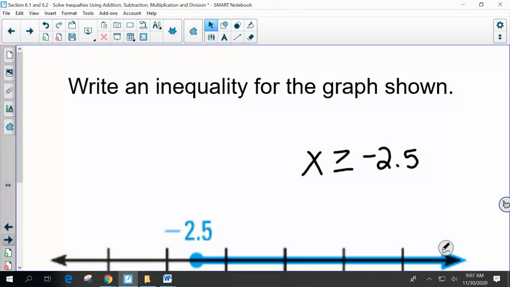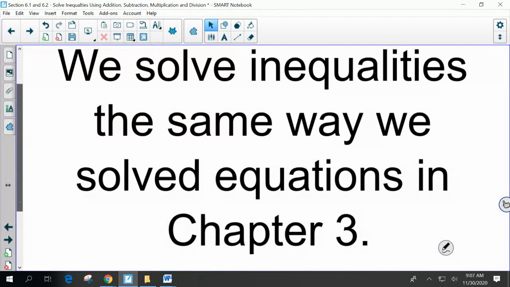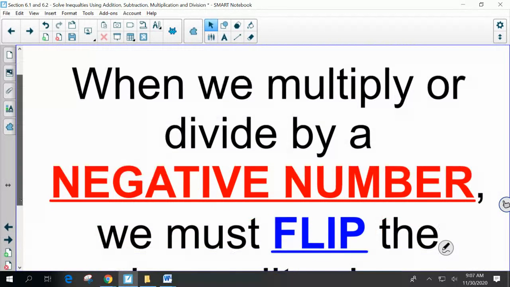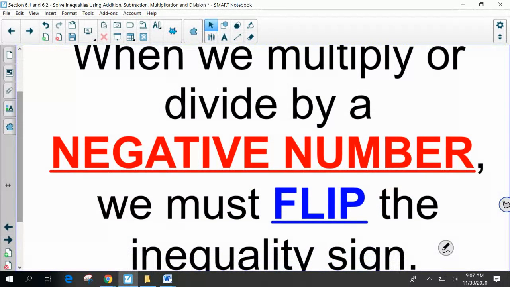Okay, so we're going to skip the next one. So we are going to start solving inequalities. You're going to solve inequalities the same way you solve multi-step equations. So you're going to use inverse operations, order of operations. There's only one extra part of that, and that is when you multiply or divide by a negative number, you have to flip your inequality sign. That's the only thing that's different, is when you multiply or divide by a negative number, not add or subtract, just multiply or divide, you have to flip your inequality sign to the other direction, okay?